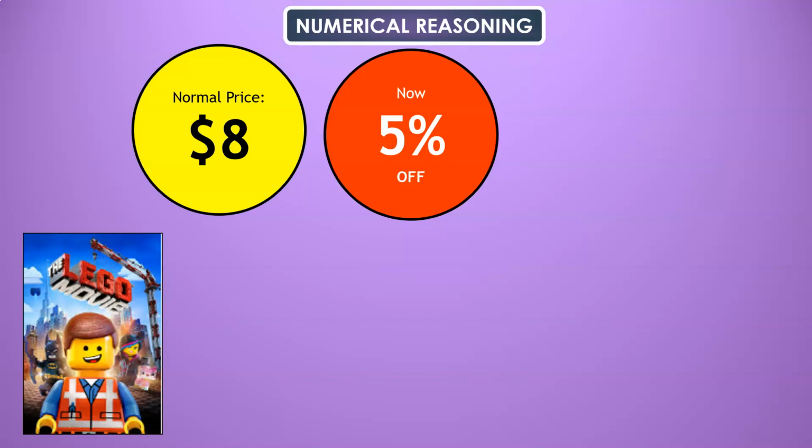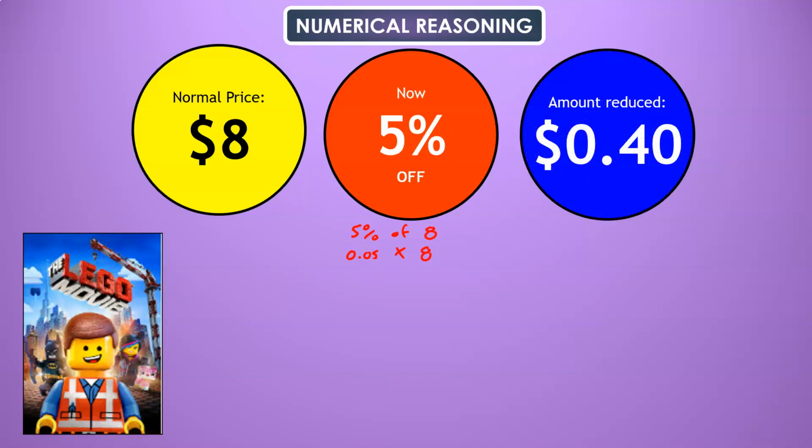Take a look at another example. Same thing again. We have the Lego Movie DVD, which is $8. It's now got 5% off. So the first thing we want to know is 5% of $8. So it's going to be times 5%, which is written as 0.05 as a decimal. We times that by 8, and when we put that in our calculator, we end up with 40 cents. So the amount taken off is 40 cents.